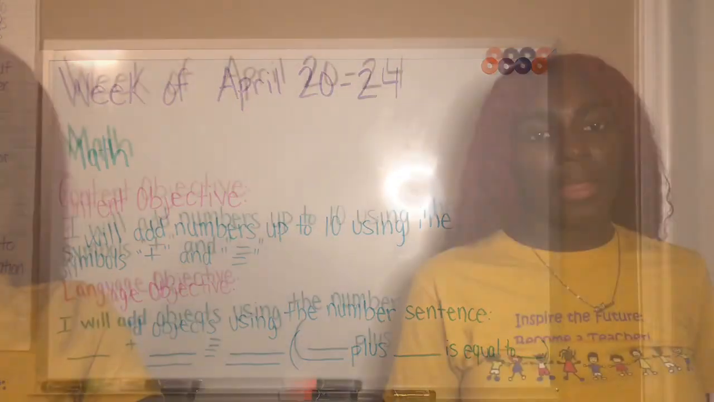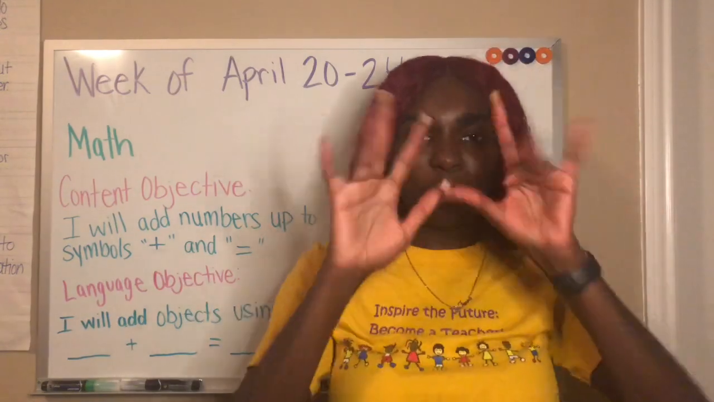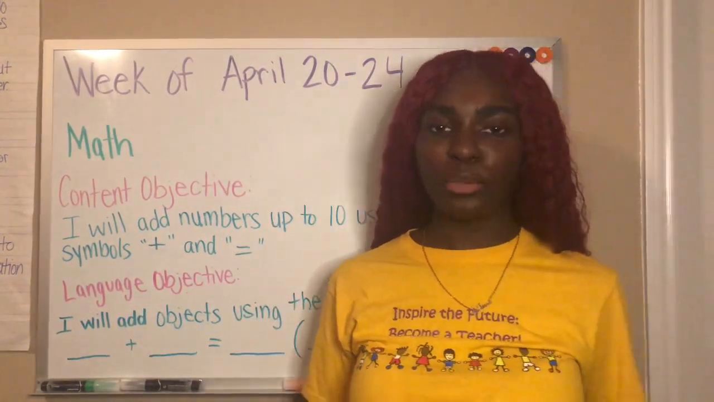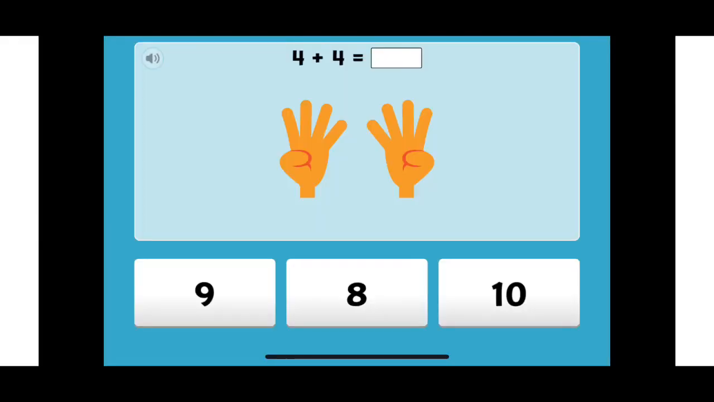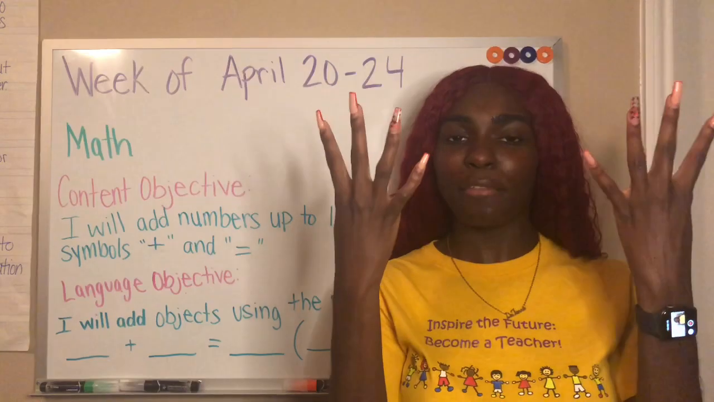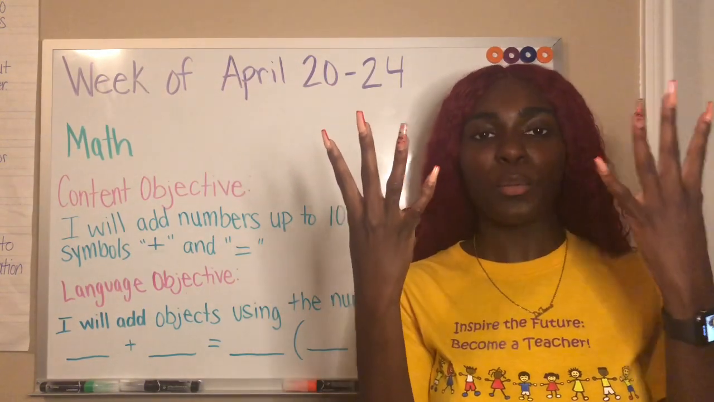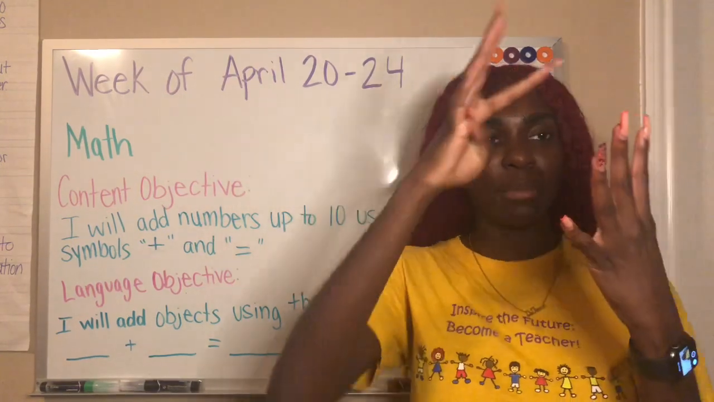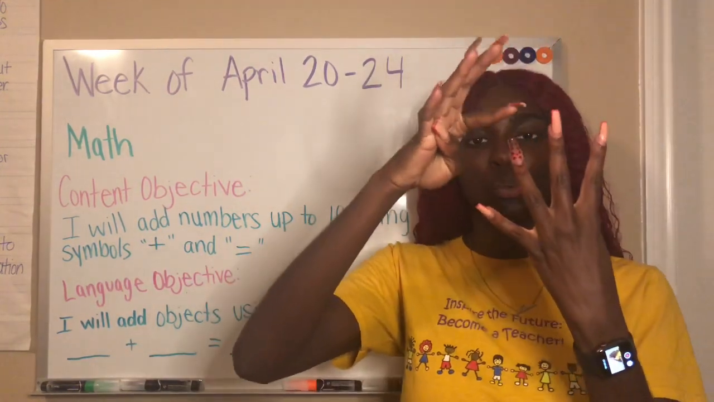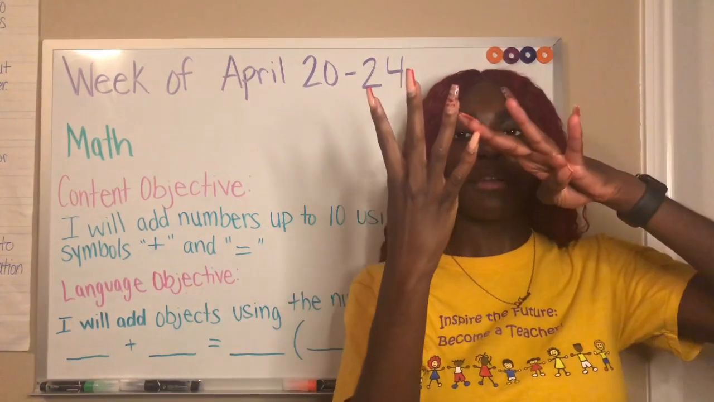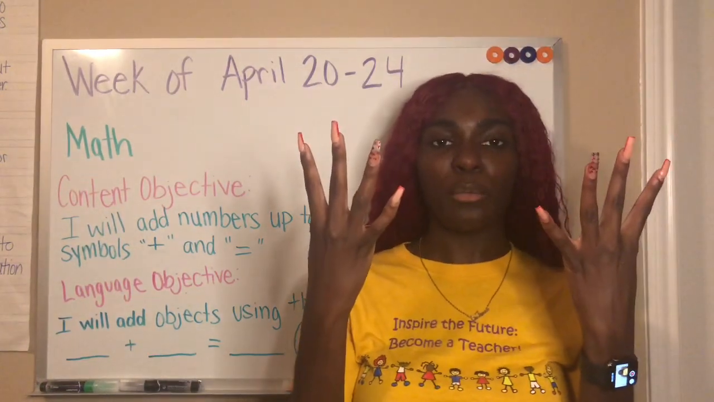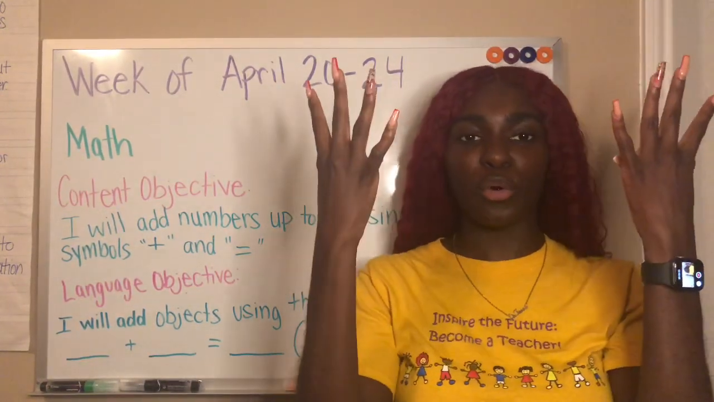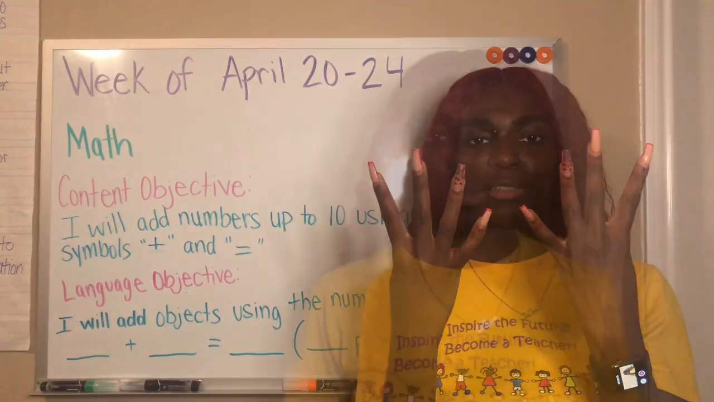Good. Now we're going to get into adding with our fingers. The first problem we have is 4 plus 4. So we should have both of our hands up. Do you have your hands up? Good. When we add with our fingers, we just count them. 1, 2, 3, 4, 5, 6, 7, 8. So now we know 4 plus 4 equals 8.